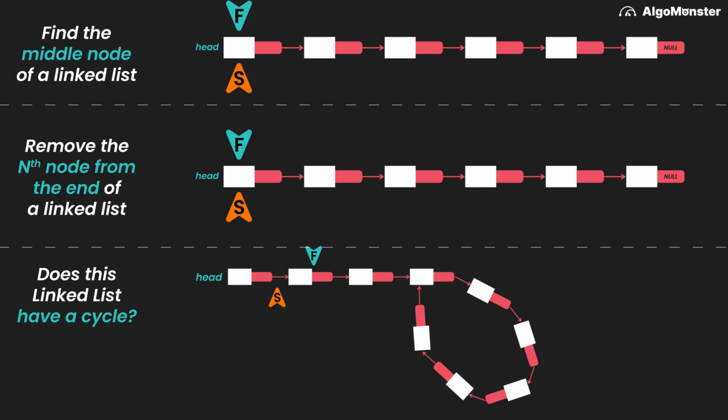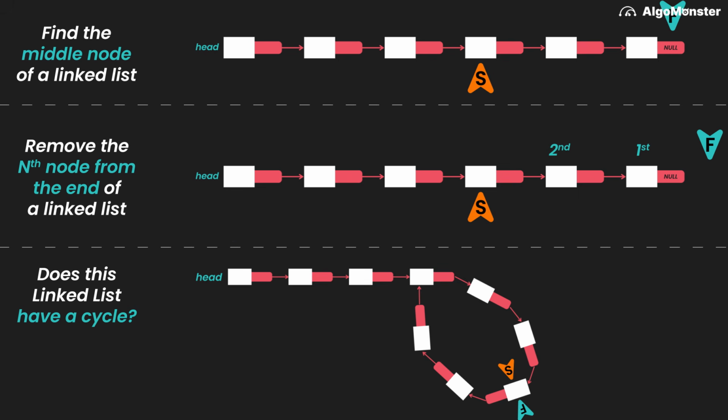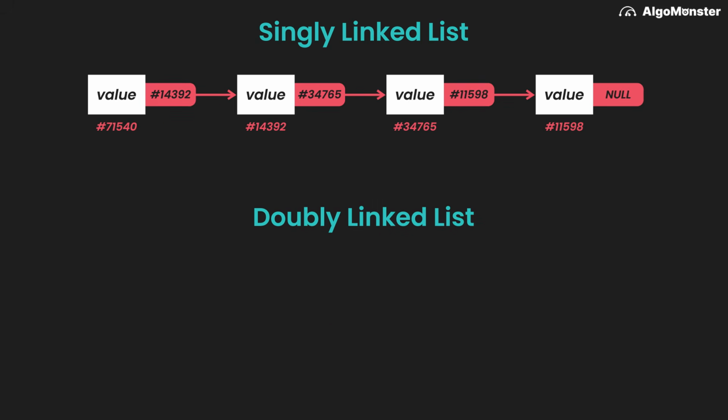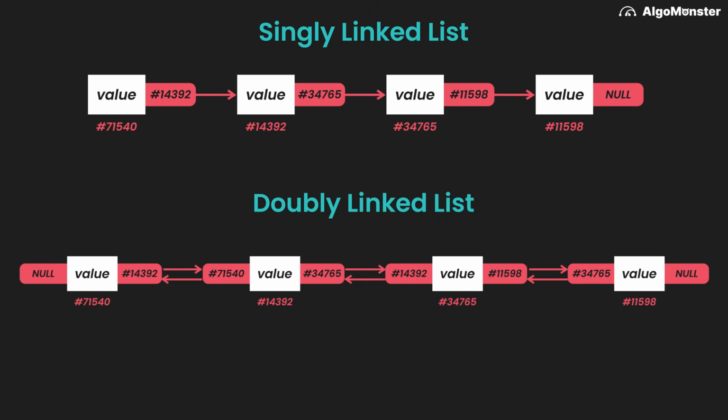Notice the pattern across all 3 problems. 2 pointers, different speeds or different gaps. That's the core technique that cracks most linked list interview questions. Everything we talked about today is a singly linked list. You can only go forward. But there's also the doubly linked list, where each node has a pointer to the next node and the previous node, so you can move in both directions.